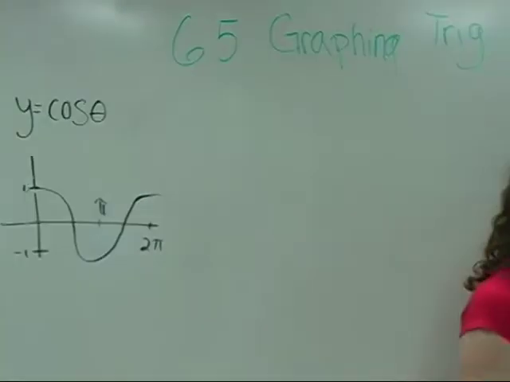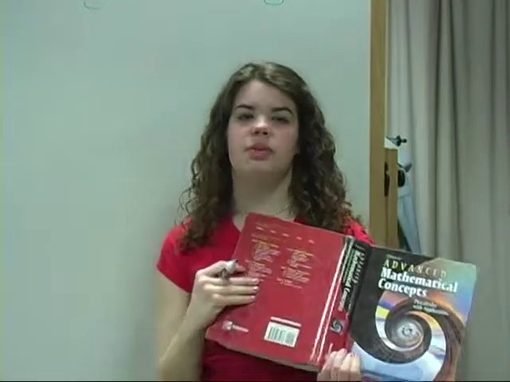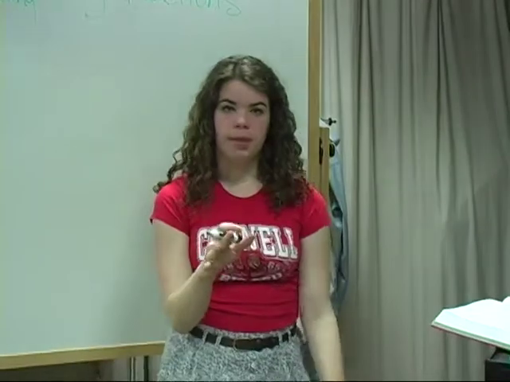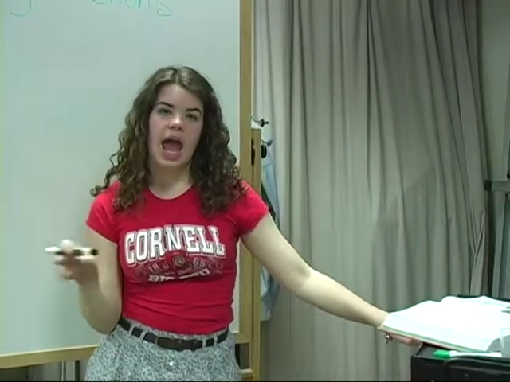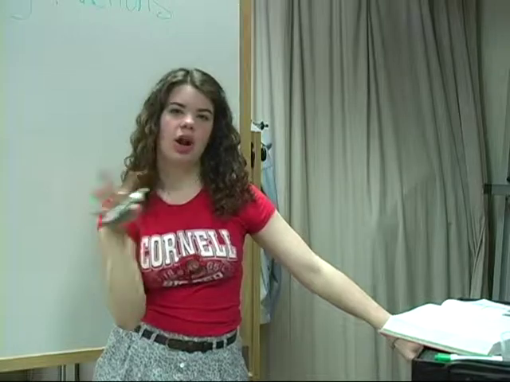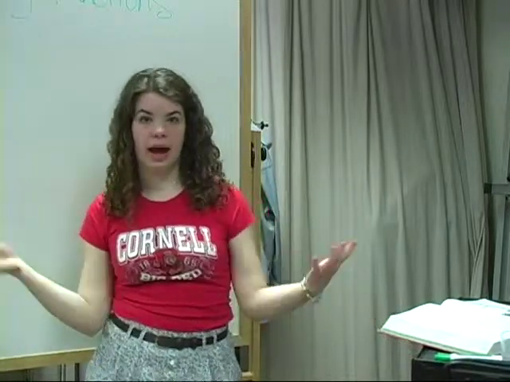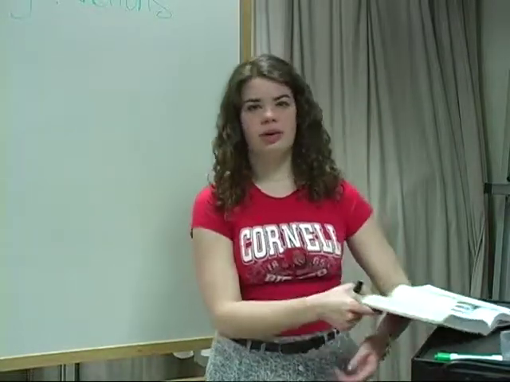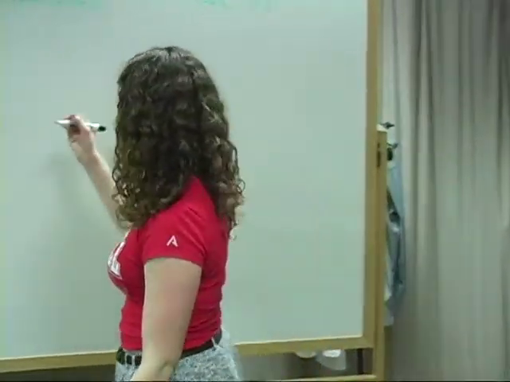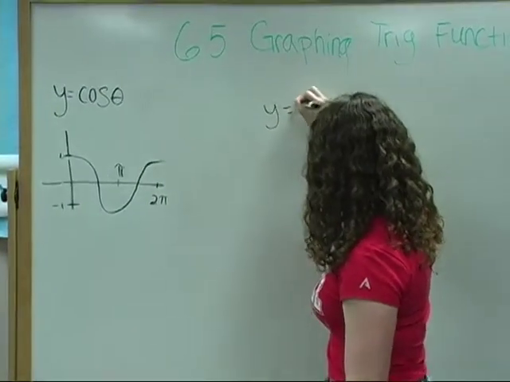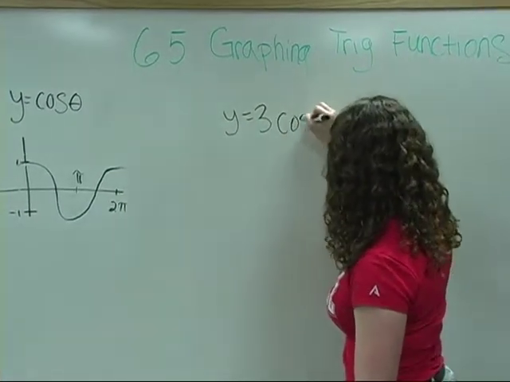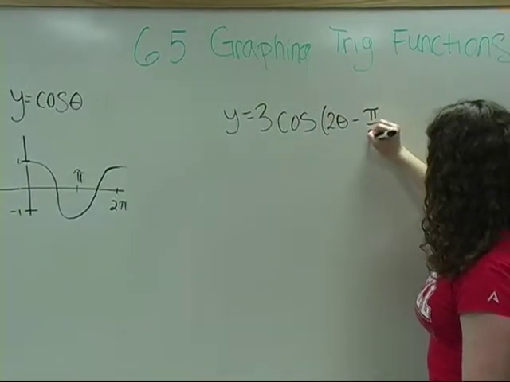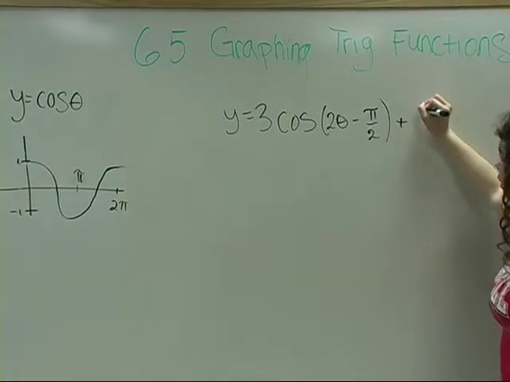So I am working out of Advanced Mathematical Concepts by Glencoe and Harcourt, and this is on page 379. However, I'm taking example 1b and I'm modifying it so that we can get all the different types of change you could in a graph, and you can see how that all works together. So let's start by writing the equation. We're going to have y equals 3 cosine (2 theta minus pi over 2) plus 4.